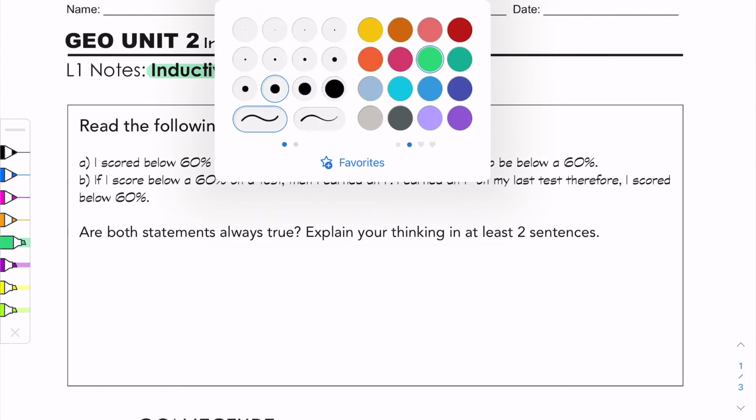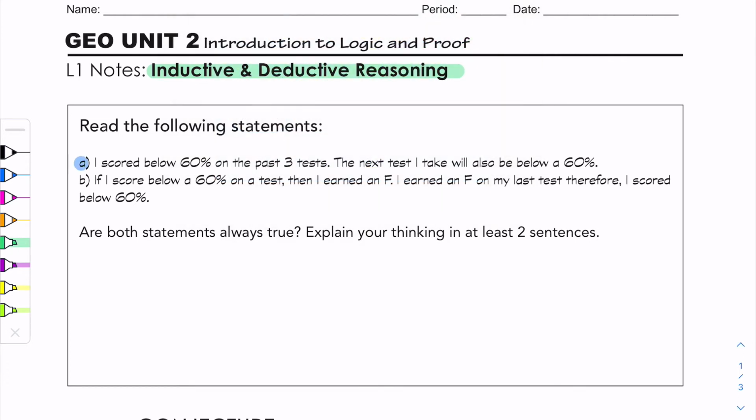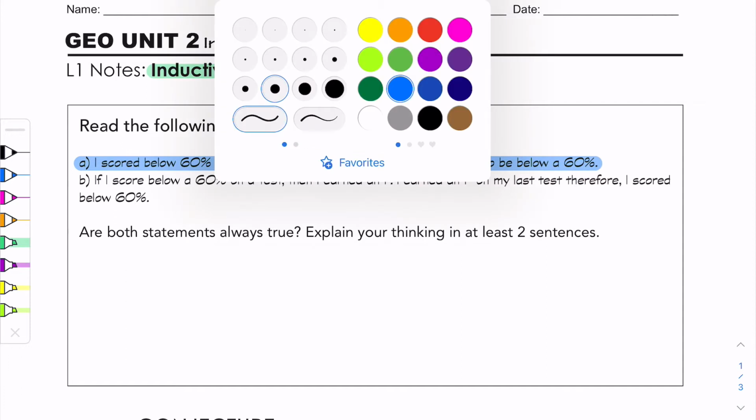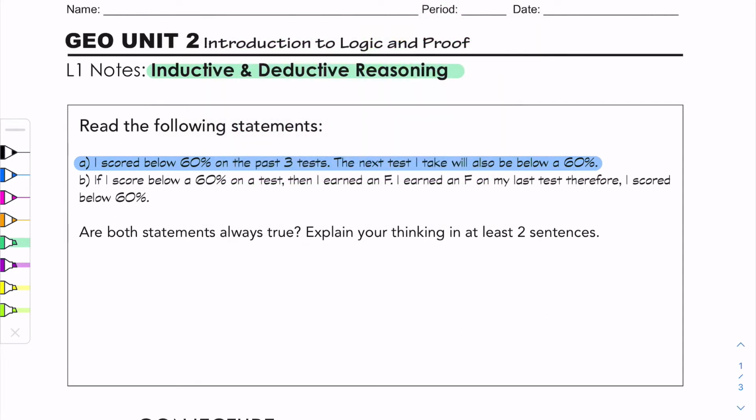The following statement says, Part A: I scored below a 60% on the past 3 tests. The next test I take will also be below a 60%. Part B says: if I scored below a 60% on a test, then I earned an F. I earned an F on my last test, therefore I scored below a 60%. And I'm asking you whether or not both statements are always true.